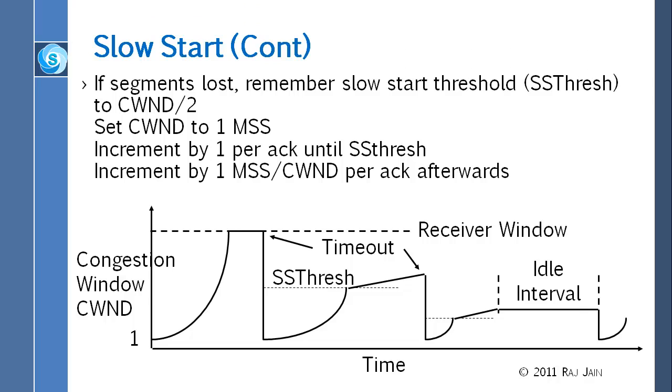You start from there. No, you don't start from there. You go exponentially up to that point, and then you go linearly. What is linear? In the linear phase, you go window up by 1 for every window. So if your window is 100, you get 100 acknowledgements, you go up by 1. So that means 1 round trip, you go up by 1. Second round trip, you go up by 1. Third round trip, you go up by 1. So that's why it is linear in time.